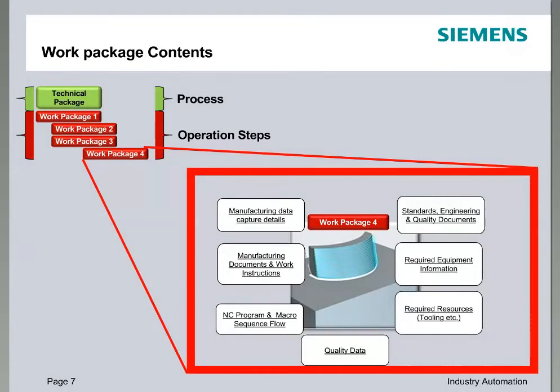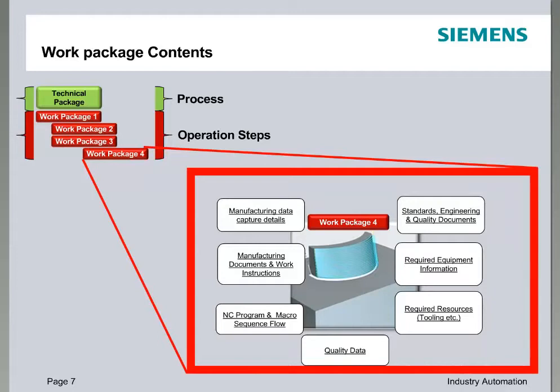typically we think of a work package as being a step in a process. So we think of a routine or a process as being a technical package, and every product that you make would normally have a technical package, i.e. a routine and a series of steps, and some of those steps would be CNC steps. So we think of the process as being the technical package, and then the individual steps within the process as being the work packages. And it's these individual work packages that we would load into NX and author within NX.